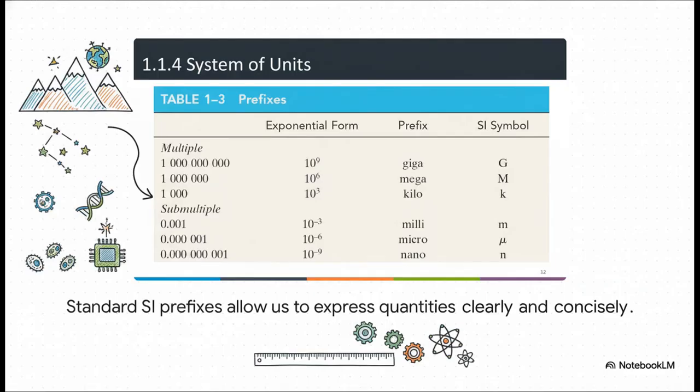Okay, so what you're seeing here is the standard table of SI prefixes. For the big stuff, we're mostly going to use kilo for 1,000, mega for million, and giga for billion. For the small stuff, it's usually milli, micro, and nano. Honestly, you've just got to memorize these. They're that important.